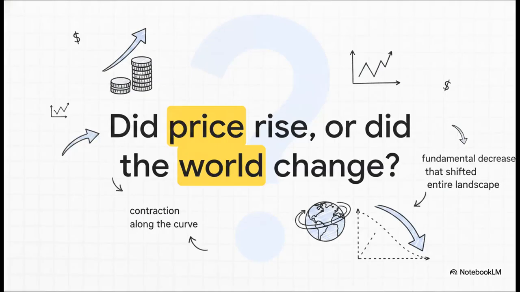The next time you see headlines about sales dropping for a major brand, or if you're ever analyzing a business's overall health, I want you to ask yourself this one crucial question. Did they just raise the price, causing a temporary contraction along the curve? Or did the world change around them, causing a fundamental decrease that shifted the entire landscape? Master this distinction for sure, and you'll really understand the hidden forces driving the markets all around you.